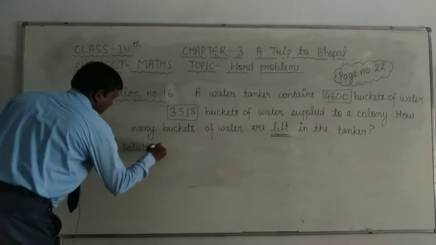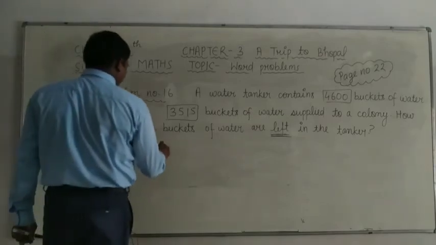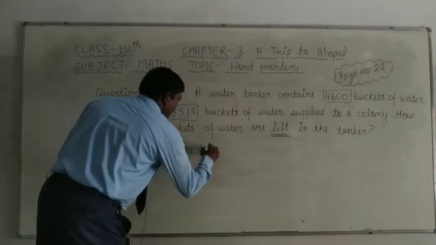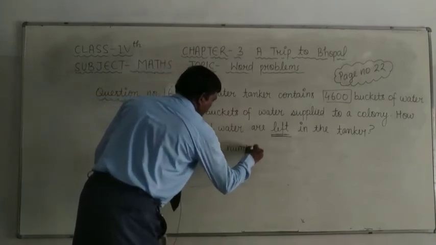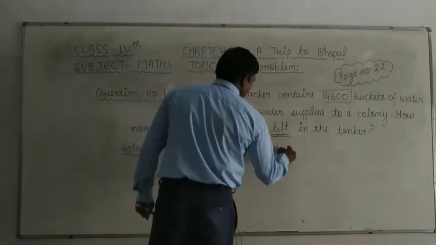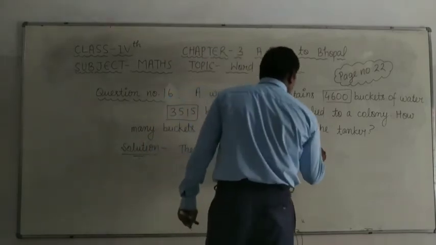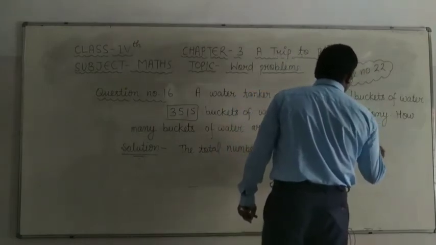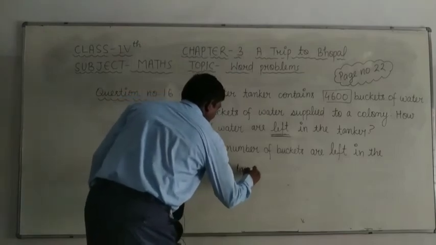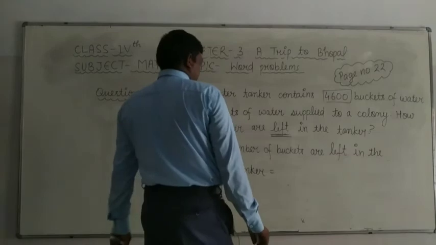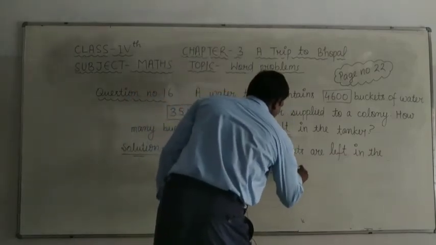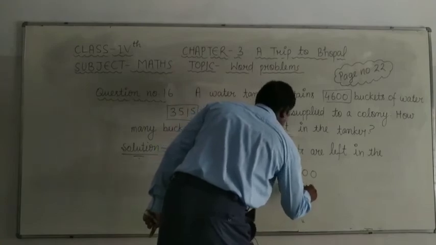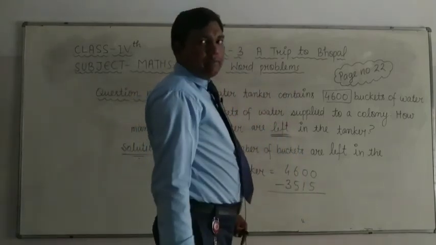Look here carefully. The total number of buckets left in the tanker is equal to, dear students, here we have to take the subtraction of 4,600 and 3,515. After subtracting these we get the answer of this question.